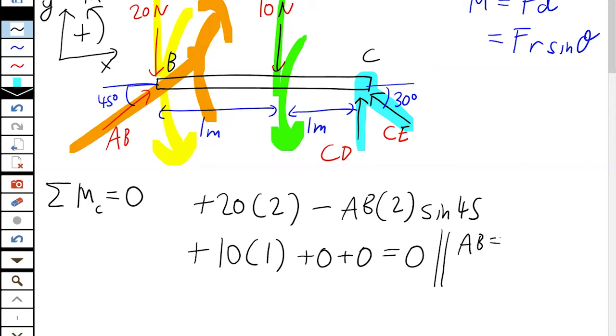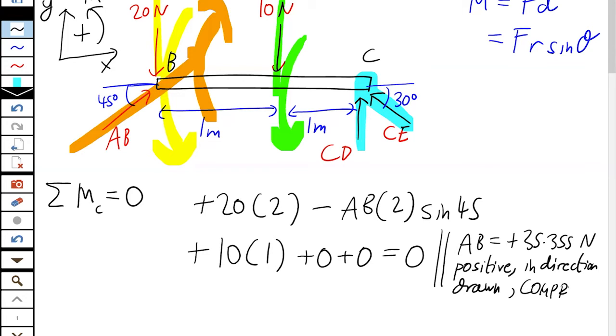That's AB is plus 35.355 newtons. That's positive, so it's in the direction drawn. So AB is pushing on B, so it's in compression. It's being squeezed and it's pushing out on the ends. So it's pushing out on B, and it would be pushing out on the ground at A as well.